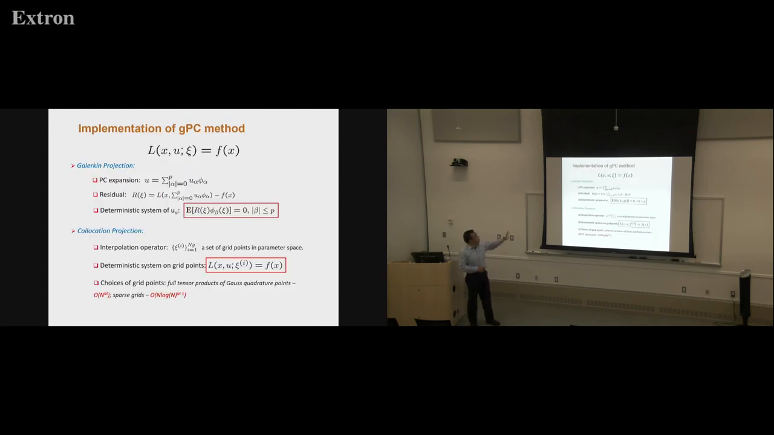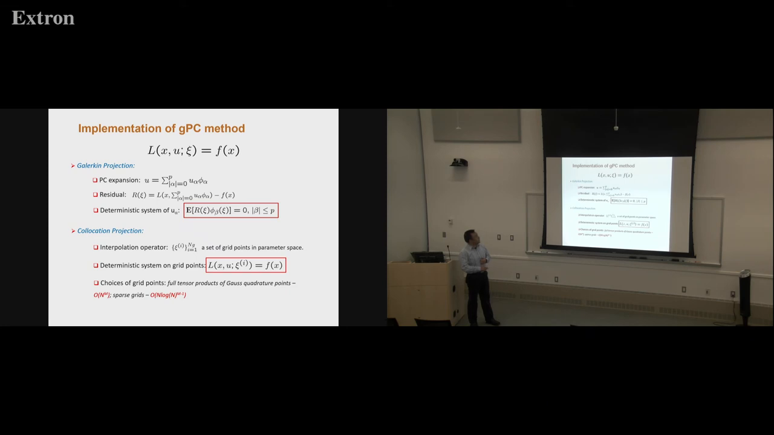So once you have that, you can do one choice, the Gaussian projection. The second choice, you can do collocation projection on the problem. Assume you want to solve a nonlinear operator L with an unknown, because it's a random input. What you do is compute the residual.